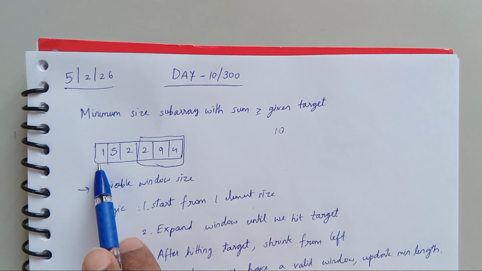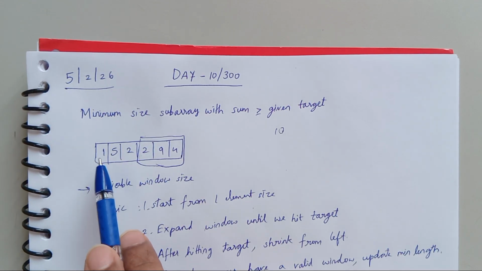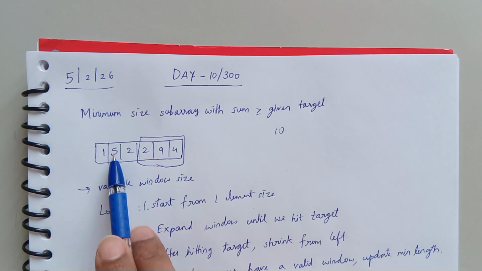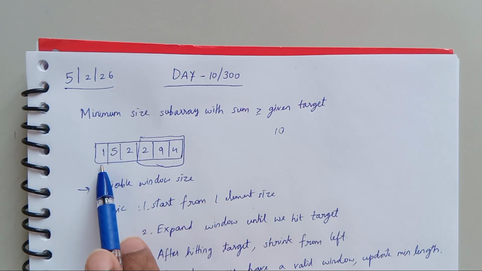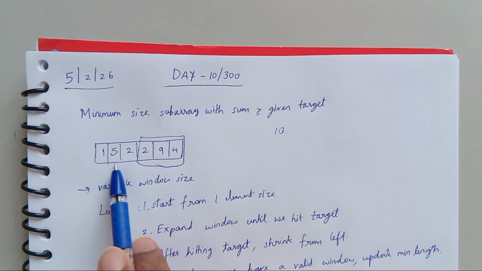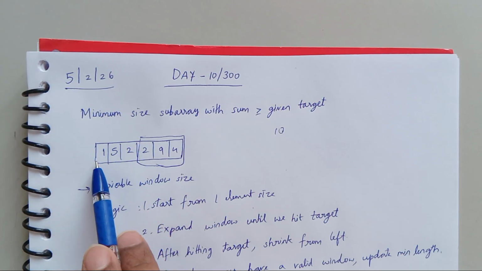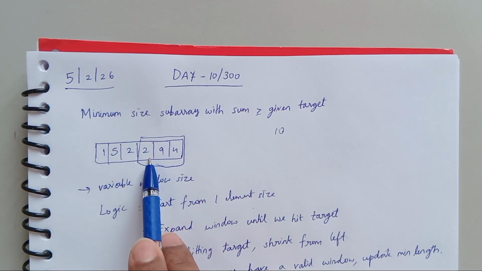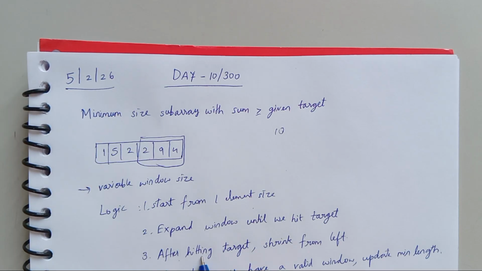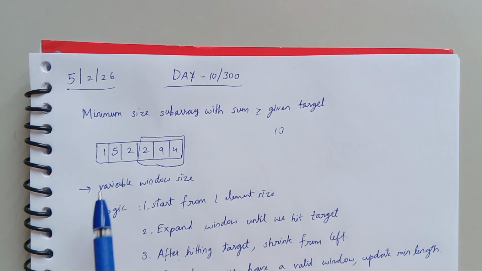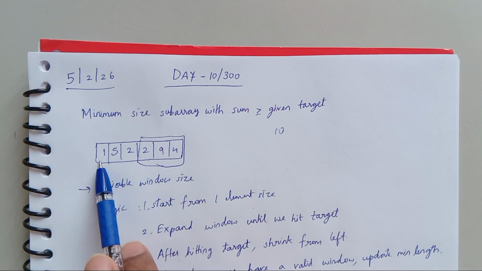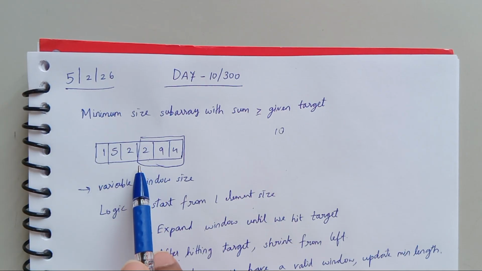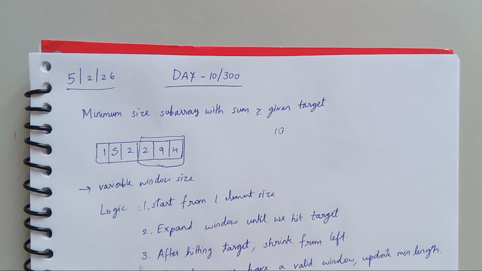So first let the sum be 1, and then we'll move the right pointer to the right side, and again we calculate the sum, which is 6, but it is again less than 10. So again we move the right pointer here, and again we calculate until we find a sum equal to 10 or greater than 10. And as soon as we hit 10, after hitting the target we shrink from the left. So if 5 6 7 8 9 10, we got this as 10, but is there any possibility that the length is less than 4? So we start shrinking from the left side.